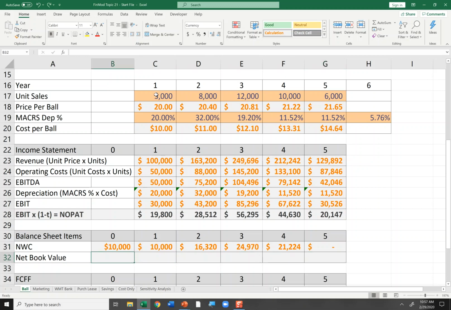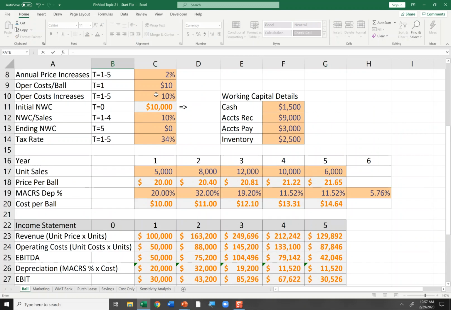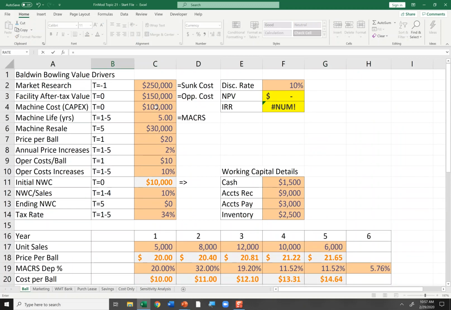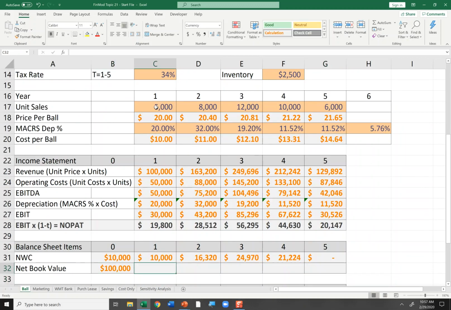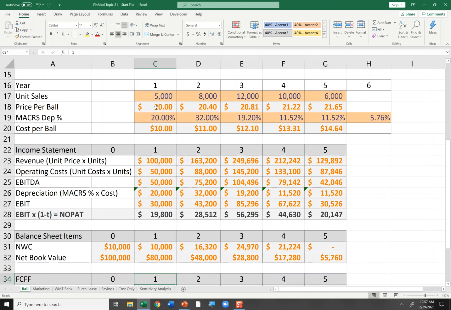Let's also look at the net book value of our Capex. I'm going to buy that machine, and initially it's going to be worth $100,000. However, each year I'll reduce that amount by its depreciation. So by the end of the 5th year, that machine is only worth $5,760. So let's now calculate our free cash flows.